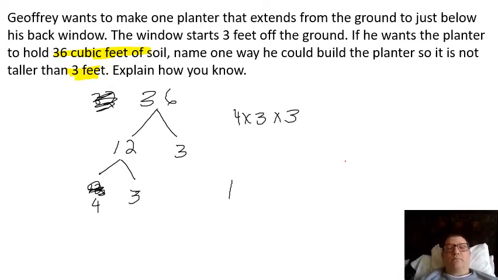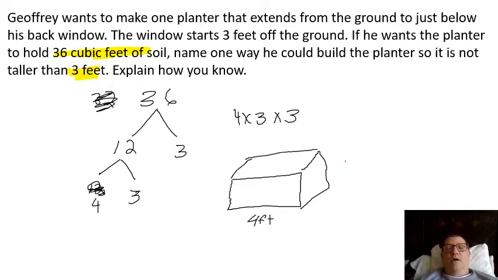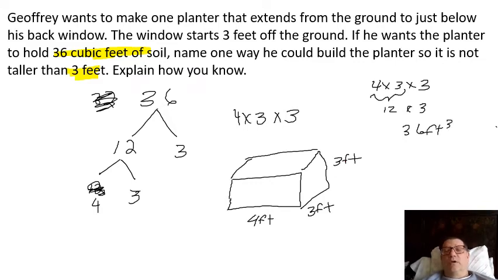So let's label our box. I want it 4 feet long, 3 feet wide, and 3 feet tall, because it says it's not taller than 3 feet. Now let's double check ourselves. 4 times 3 times 3. 4 times 3 is 12. Times 3 gives us 36 feet cubed. Okay, so we've met all the requirements.